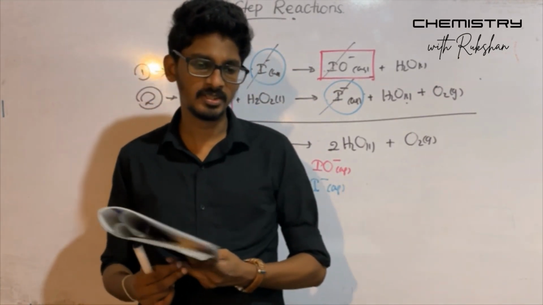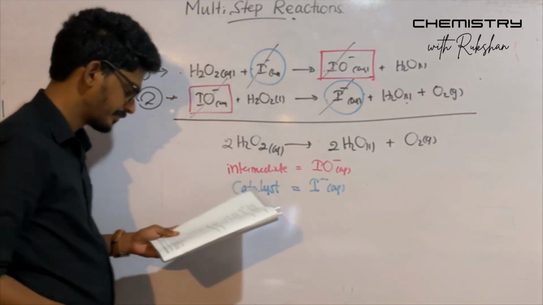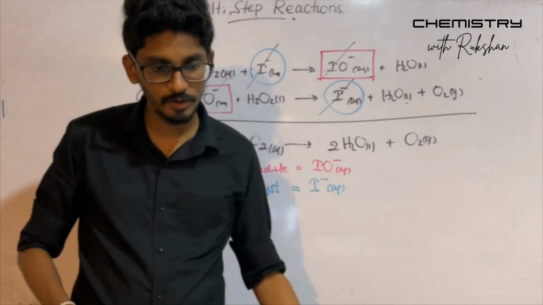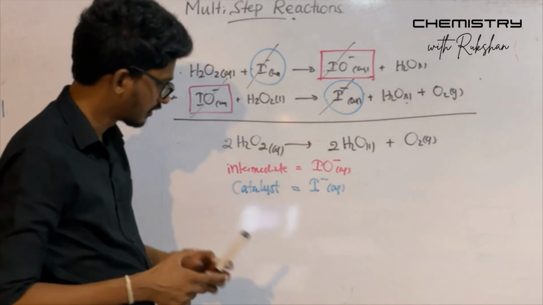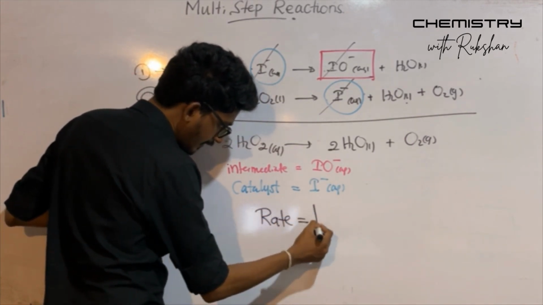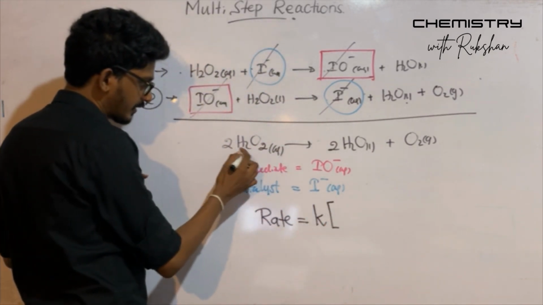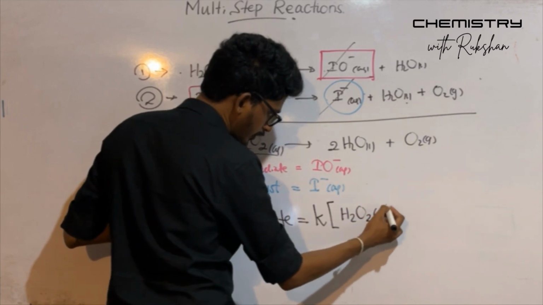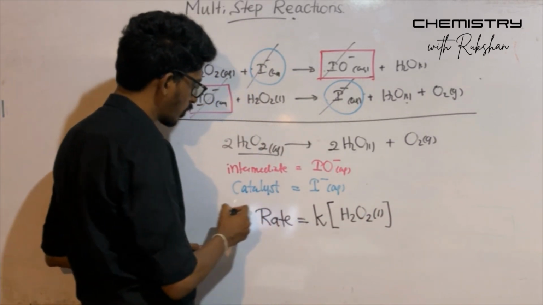So let's examine the second example as well. Before going for the second example, the rate law is also to be written for this one. So how do we write the rate law? Rate is equal to K, the rate constant, into the concentration of the reactant. The only reactant here is H2O2. We are just looking at the overall reaction, not considering the steps here. Always, the rate law is written for the overall reaction.